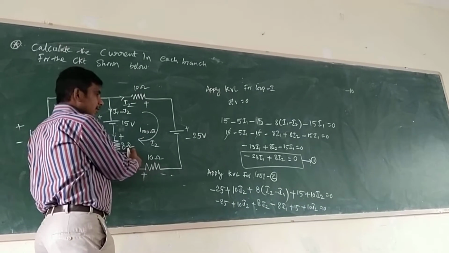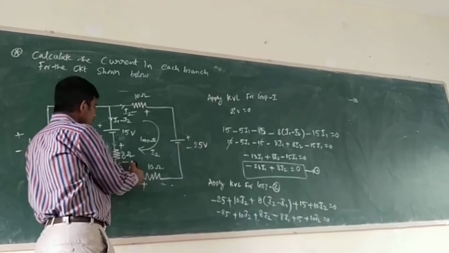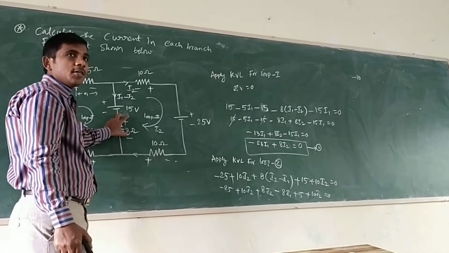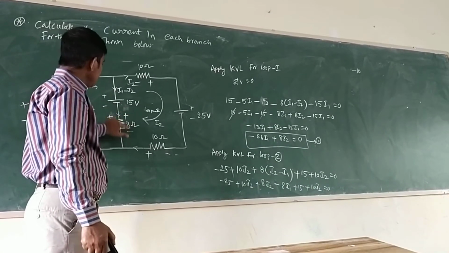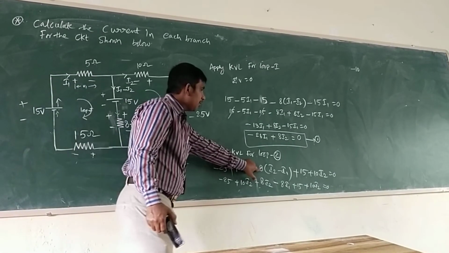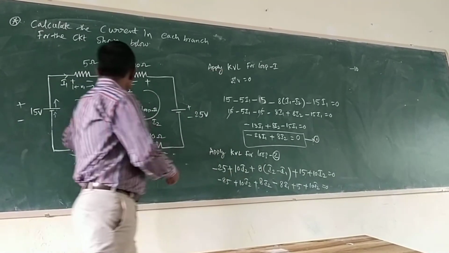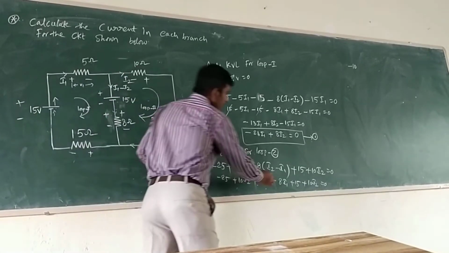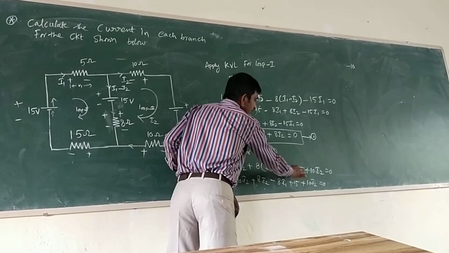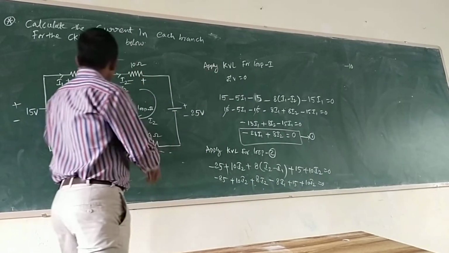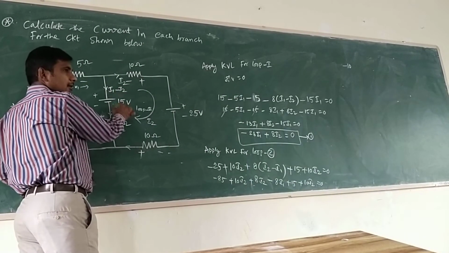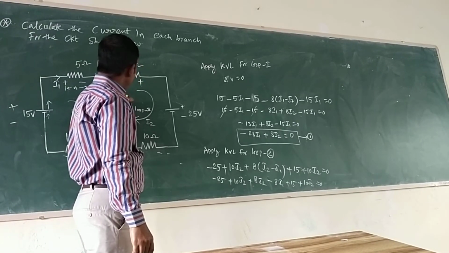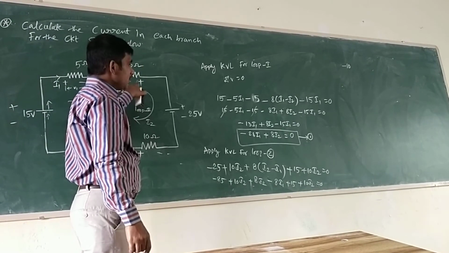Minus to plus we represented. It is a rising potential. Rising potential we always have to consider positive. When minus to plus, it is also plus. Plus 8 into I2, and it is a common branch for this, so I1 current also enters, and we have to take the difference. I2 minus I1, plus 15. Because it is a minus to plus always there. Minus to plus, 15, plus 10 I2.